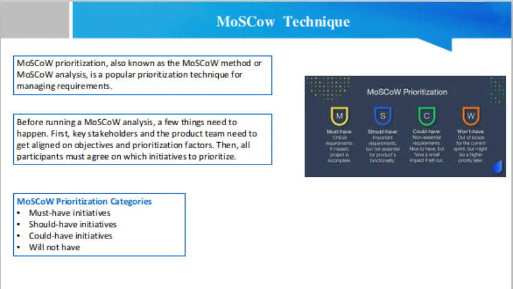How does MoSCoW prioritization work actually? Before running a MoSCoW analysis, a few things need to happen. First, key stakeholders and the product team need to get aligned on objectives and prioritization factors. Then all participants must agree on which initiatives to prioritize. At this point, your team should also discuss how they will settle any disagreements in prioritization.